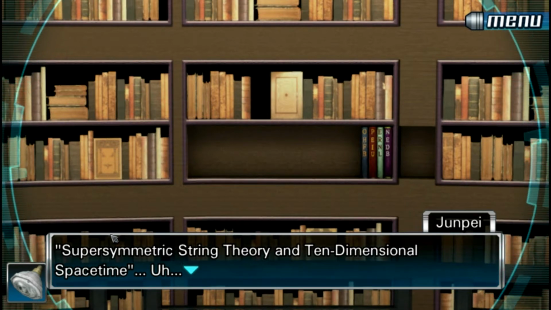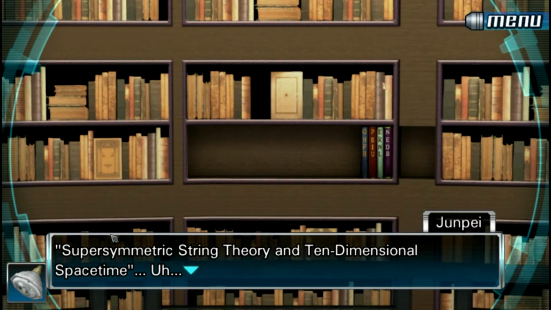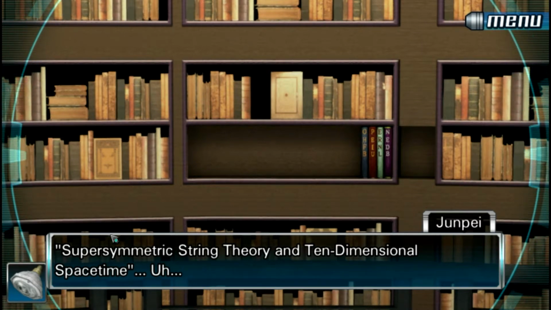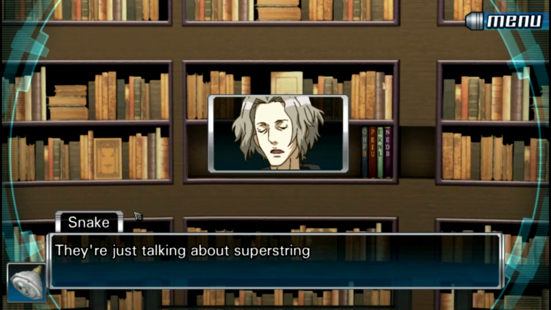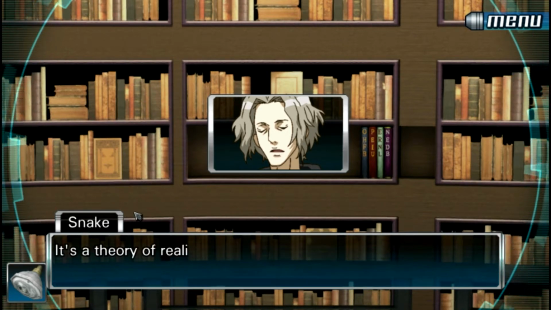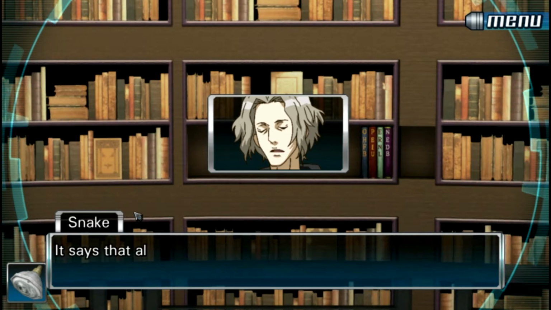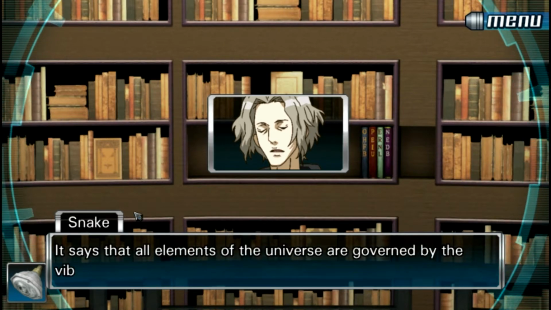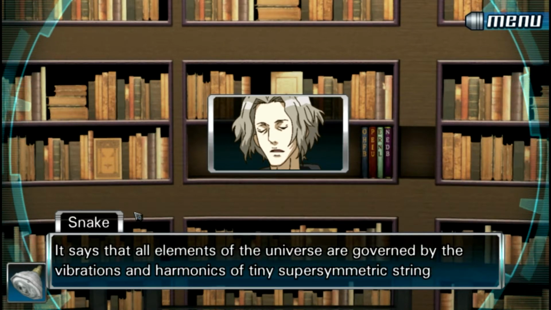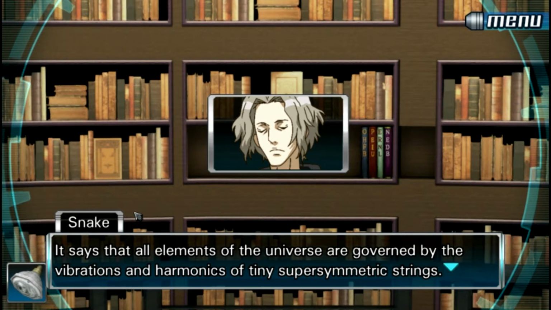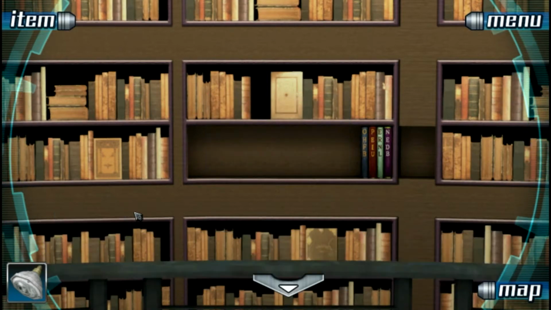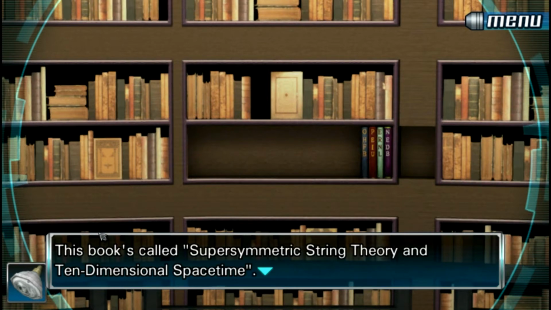Supersymmetric String Theory and 10-Dimensional Space-Time. String theory? They're just talking about superstring theory. It's a theory of reality where, how to explain? It says that all elements of the universe are governed by vibrations and harmonics of tiny supersymmetric strings. An interesting theory.